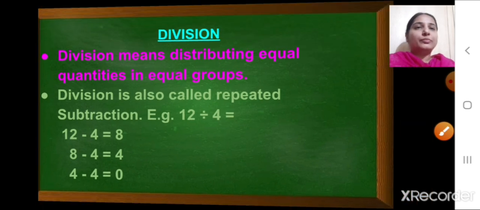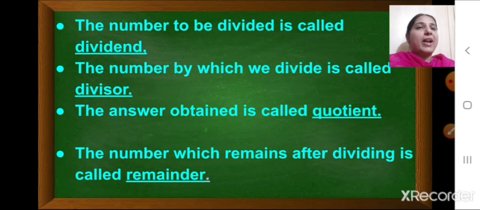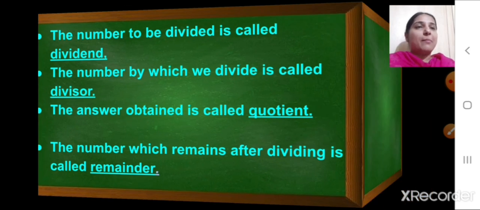Now, the number to be divided is called the dividend. So children, when we divide any number, that number to be divided is called the dividend. Then the number by which we divide is called the divisor. What is it called? Divisor. Then the answer that is obtained after dividing is called the quotient. It is called the quotient. And then the number which remains after dividing is called the remainder. So for that, let's see one example.